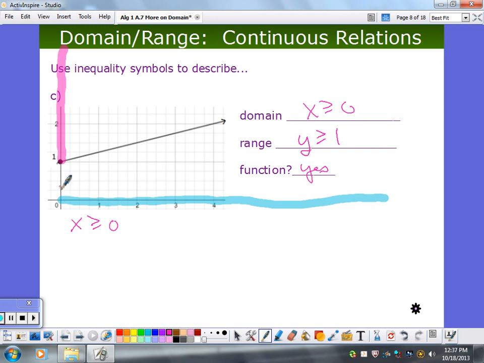Just like nothing, until I get to 1. And then it keeps going forever bigger. So Y is 1 and bigger. Sometimes we get confused between the X and the Y. If you need to draw these first, do it. Whatever makes you visually see that first. Oh my goodness. Questions?